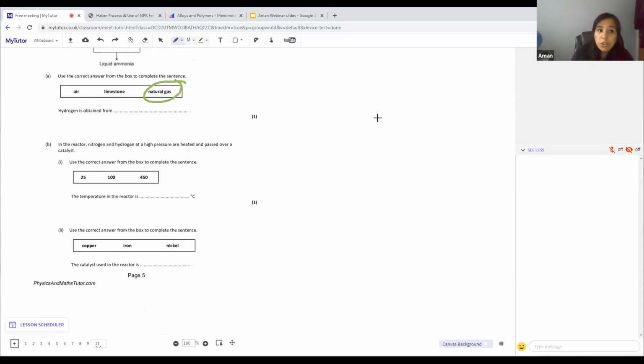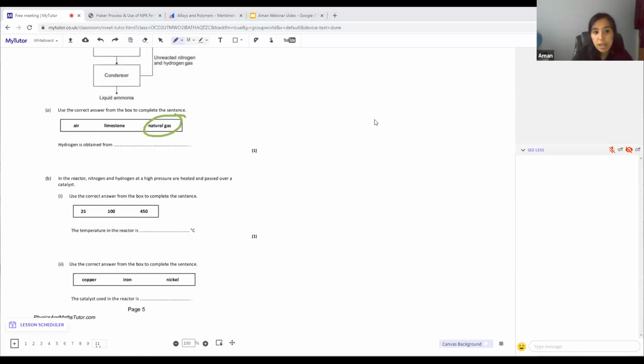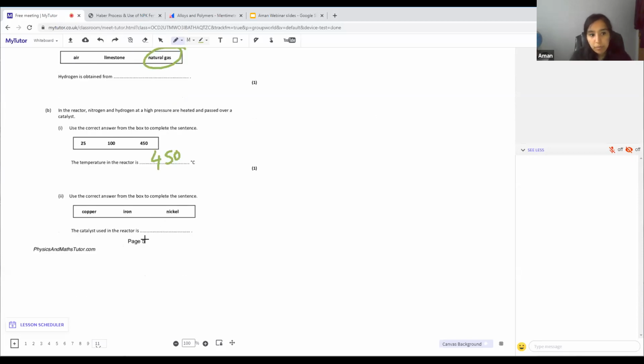In the reactor, nitrogen and hydrogen at a high pressure are heated and passed over a catalyst. What's the temperature? Does anyone remember which temperature I showed on the screen? Good, 450 degrees, excellent. And for anyone wondering why, we will be looking at that next week. So hold any questions that you have. Which catalyst is used in the reactor? Good, yep, iron. And again, we'll be looking at why we use a catalyst next week, but we've kind of touched on it today. Good.